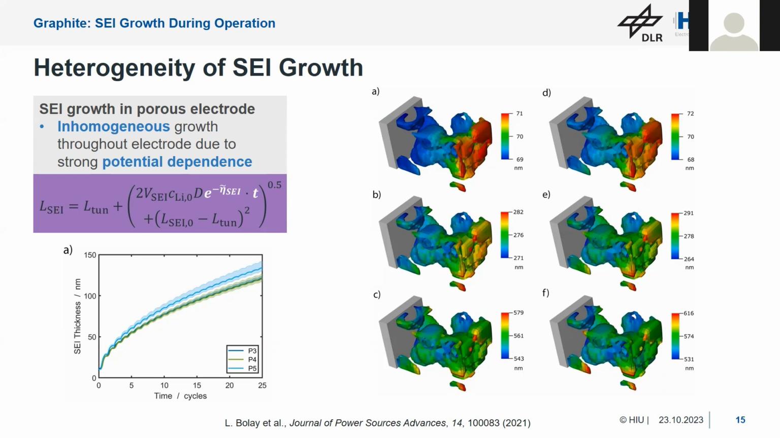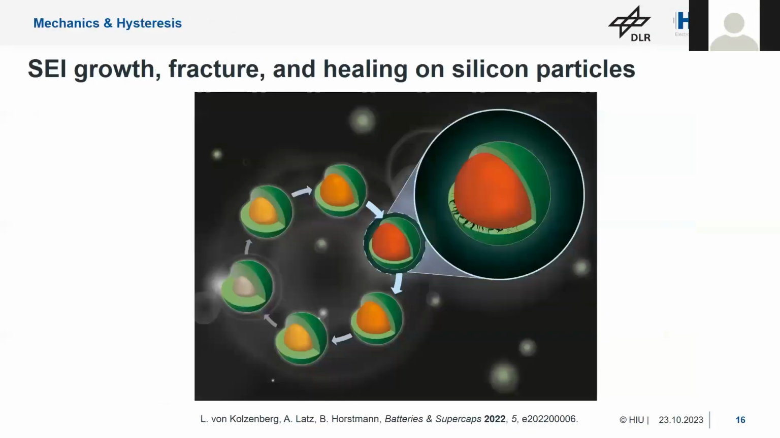And this is important, not so much for the SEI growth itself, but for its coupling to other mechanisms. When the SEI thickness has strong variations of 10–20% throughout the electrode, then this is important for effects like plating, for example. And so, to summarize, this heterogeneity of SEI growth throughout the electrode depends on this electron diffusion mechanism and this exponential dependence on the electrode voltage.